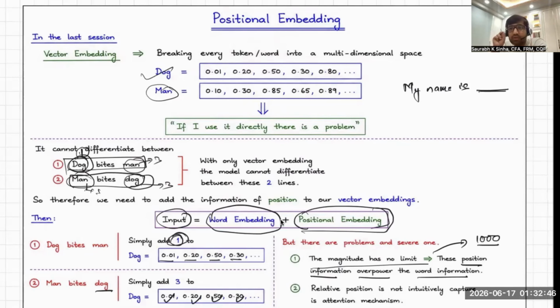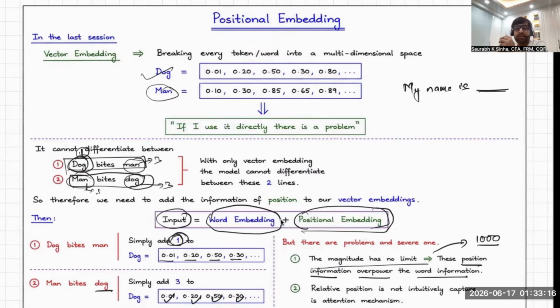The position information overpowered the word information because the magnitude of the word vector, the information of the word vector, was very small. And when you're talking about positions 1000, 2000, 3000 in a positional space, then when you add it, the problem is the information about the word got lost. The only information that the machine can understand is that it is at a magnitude of 1000.